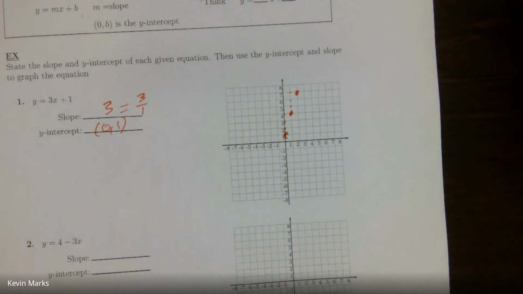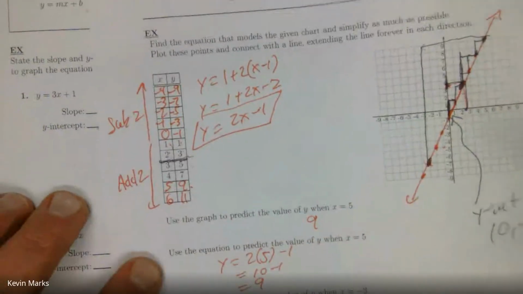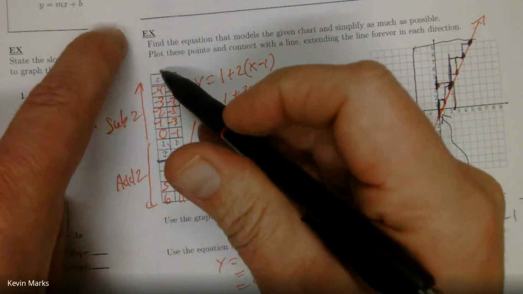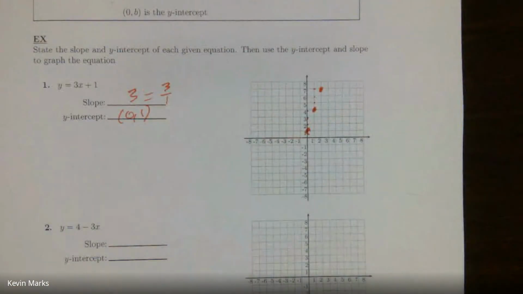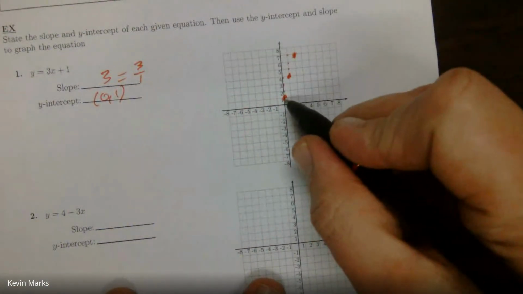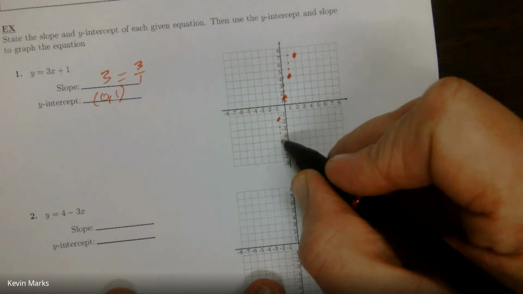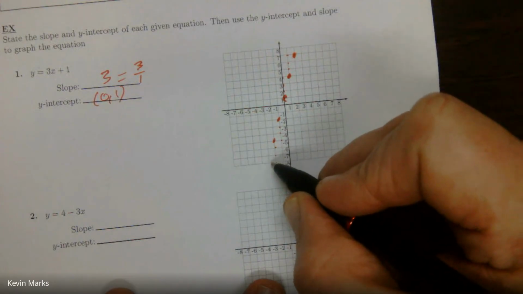Okay. But just like we were talking about in that chart deal, if you keep increasing, see how you're adding? If you go backwards, you'd then be subtracting. So you could go back to your y-intercept and go down 1, 2, 3, left 1. Down 1, 2, 3, left 1.